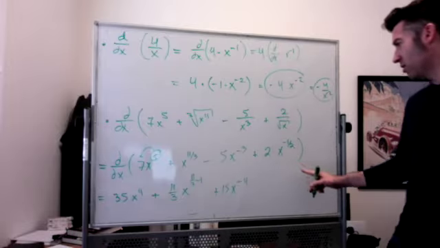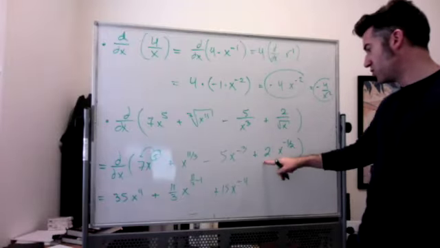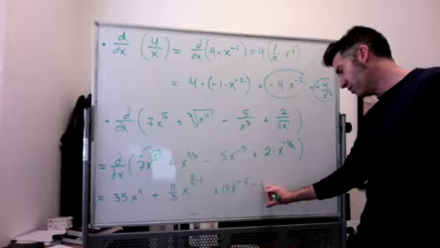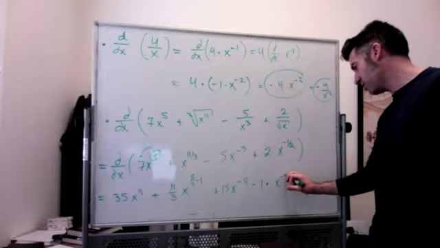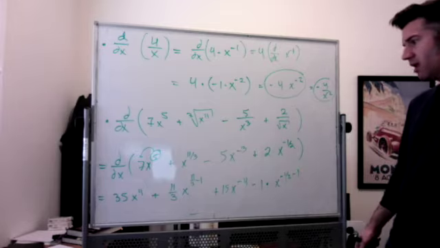And then finally here, okay, so the negative 1/2 comes down. 2 times negative 1/2 is negative 1 times x to the negative 1/2 minus 1. Let's just write that one out. And then we should simplify.